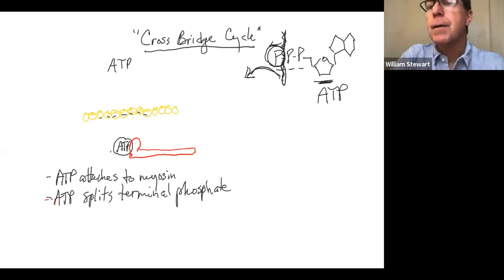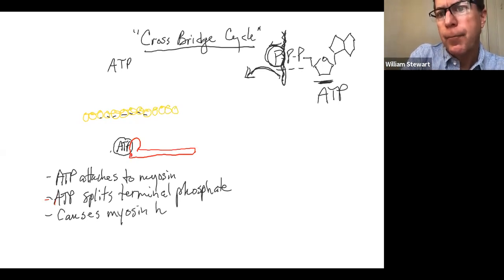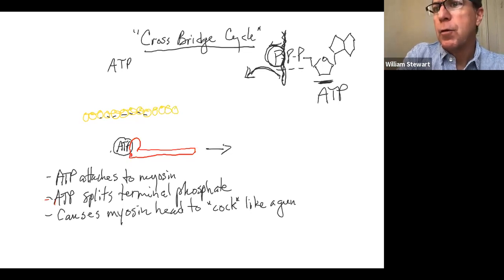And so when it does that, it causes the myosin head to move. And it's like cocking a gun, that little thing on the back of a gun, not the trigger, but the thing that you pull back that cocks a gun. So it causes the myosin head, just to remind you of what it's doing, to change position to cock. So what it does is it causes the myosin head to move from this position that I've drawn to this position, sort of an open position like this.